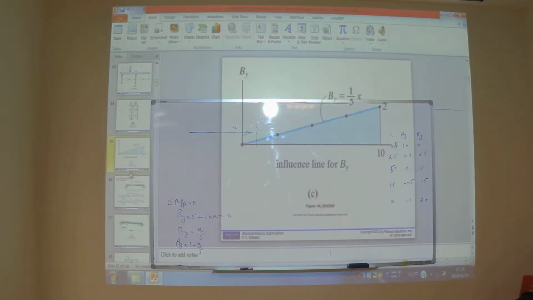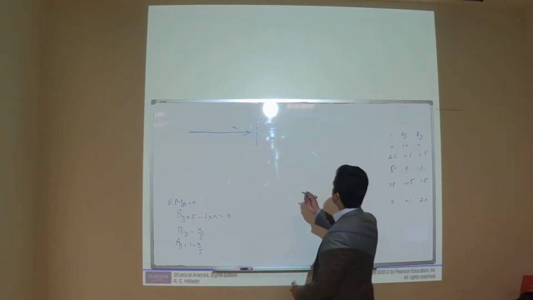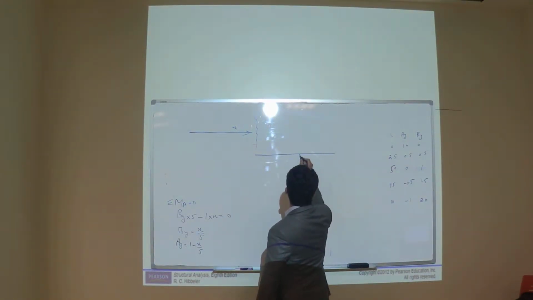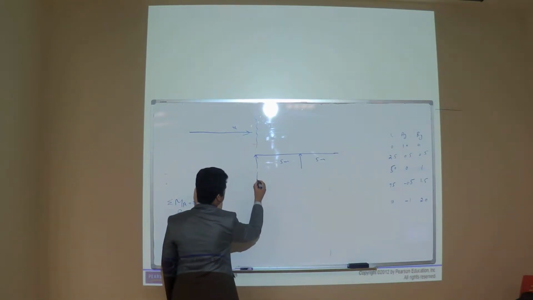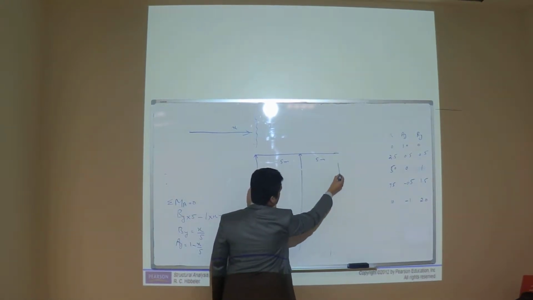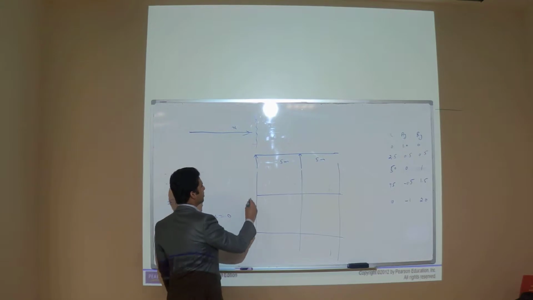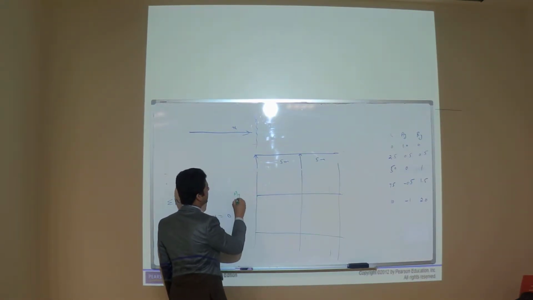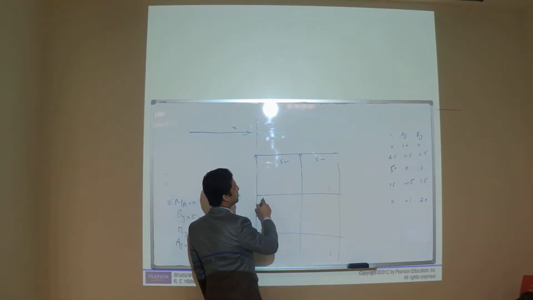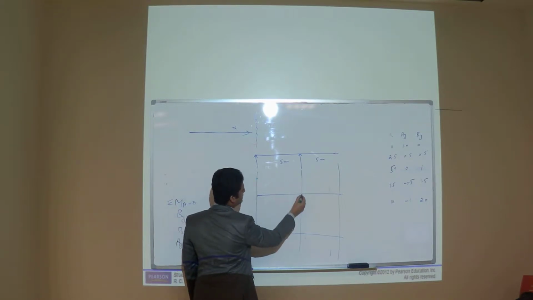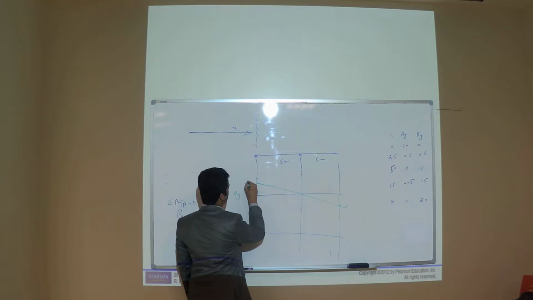Let me add a new slide. For example, if this is the beam, 5 meter, 5 meter. So how will be the influence line diagram for A or B or both? Just put the values when x is 0. This is the ILD for AY, maximum 1. And this is the ILD for A, so it will be 1 and 0, and here it will be minus 1, minus 1 and 1.